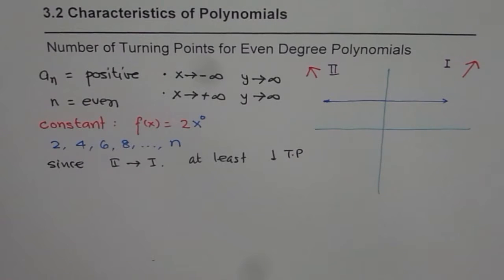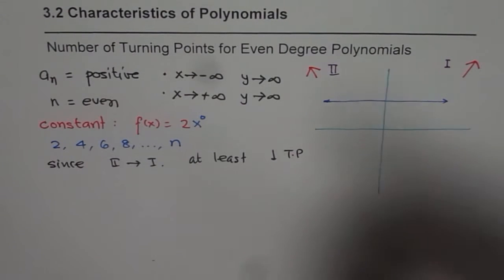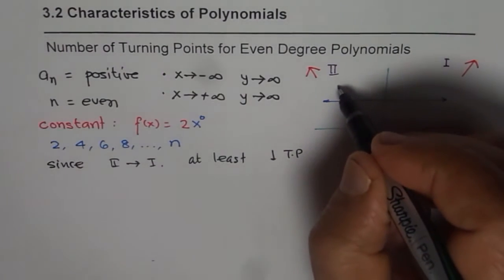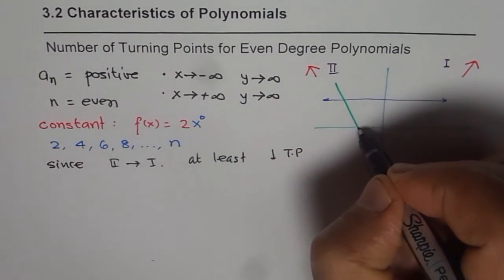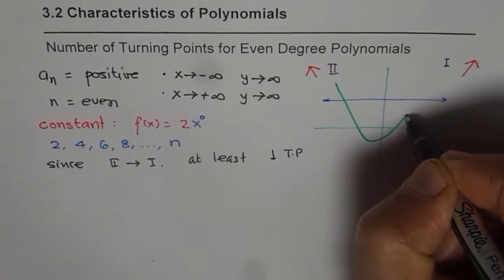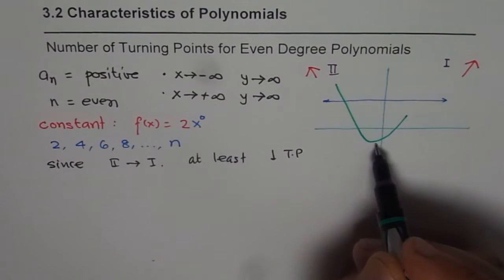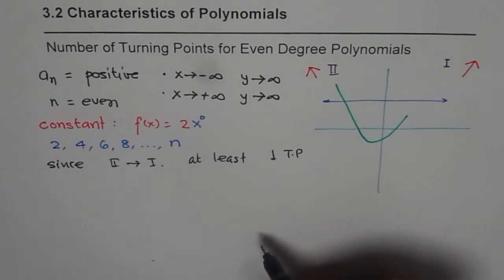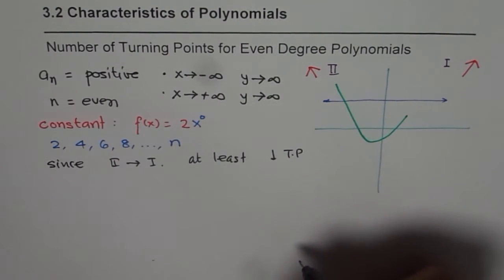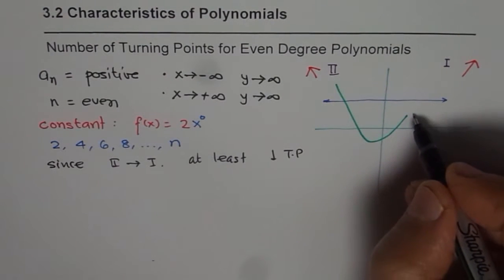So let me sketch the first graph, which could represent a parabola, for example. So let's say we have a function here, it goes here. Since the end behavior is this, you have to turn. Now since you turn, you have at least one turning point, right? So one turning point.